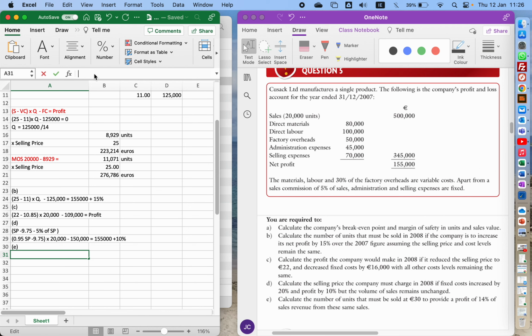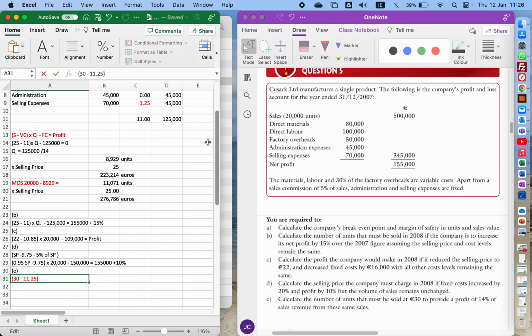So I'll end up with 30 minus 11.25. Sorry, 11.25. So that 1.25 has gone up to 1.5, which is 5% of 30. So that goes up by 0.25. So that's where 11.25 comes from. Okay.